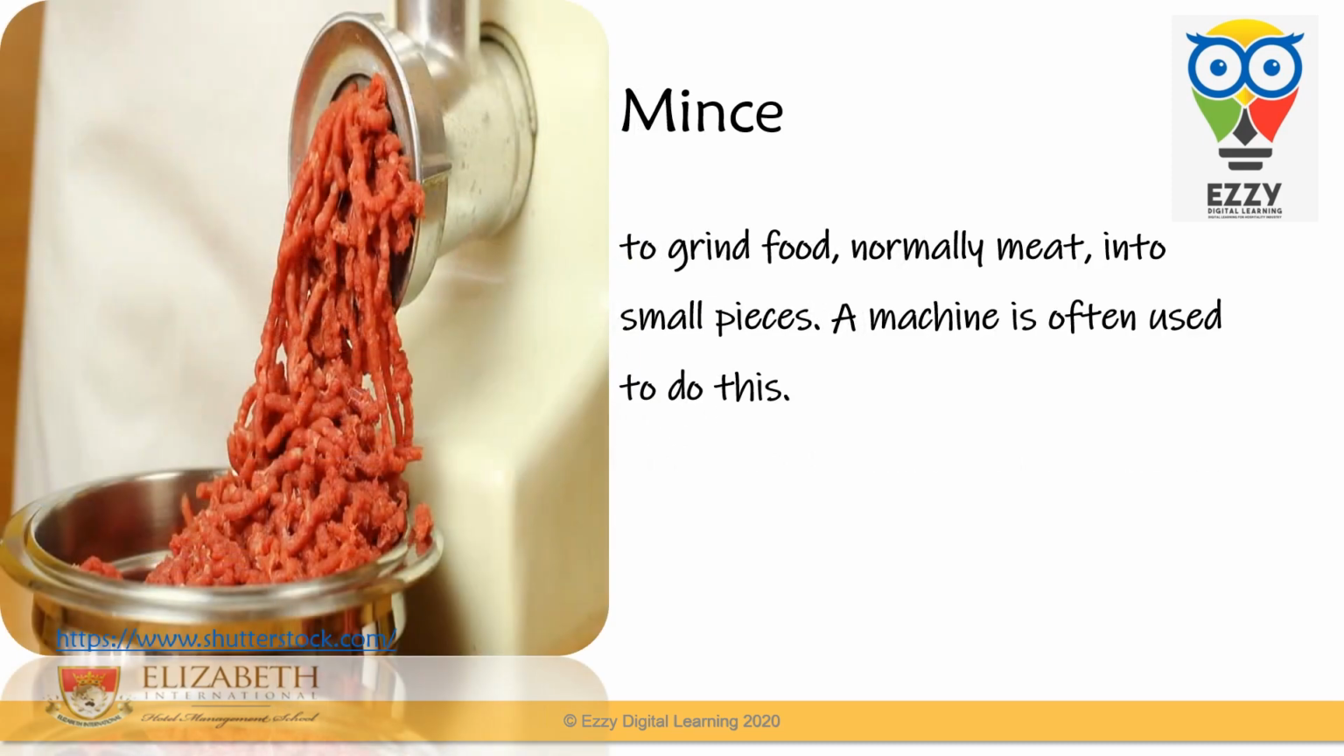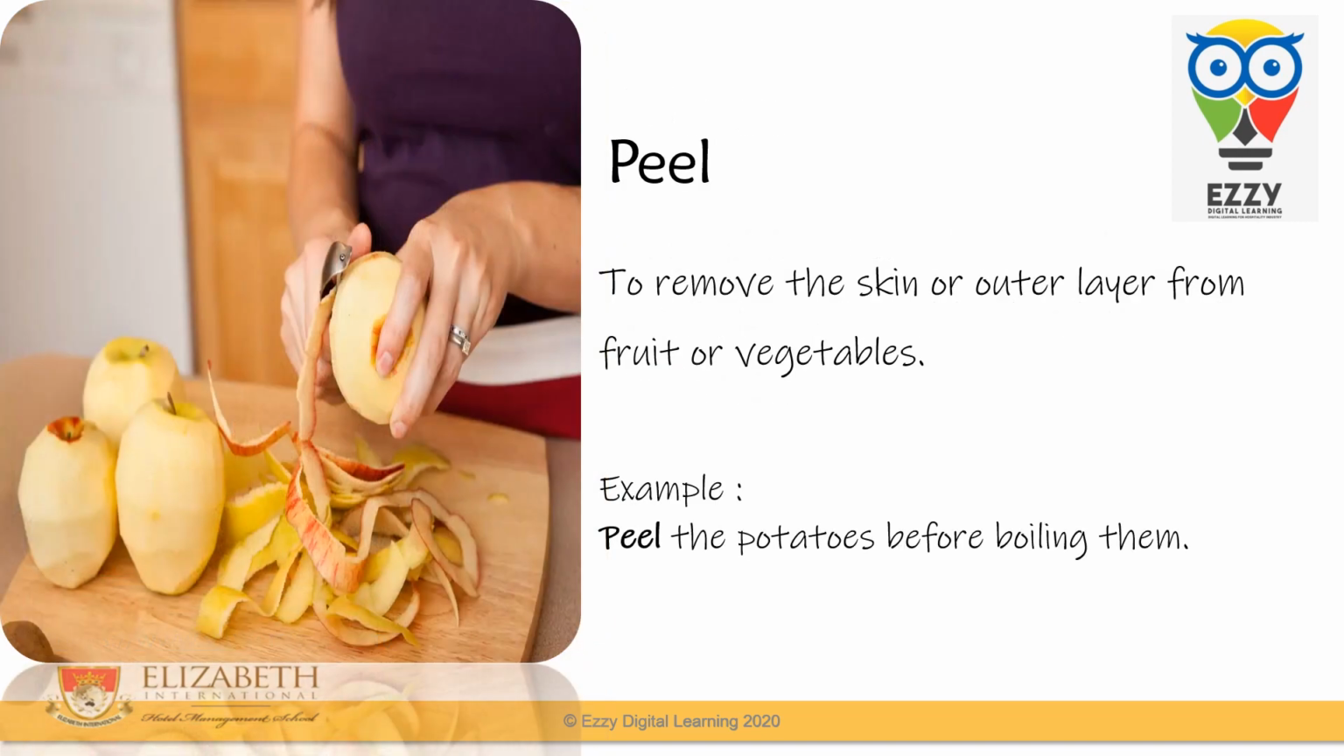Mince is to grind food, normally meat, into small pieces. A machine is often used to do this. Peel is to remove the skin or outer layer from fruit or vegetable. For the example, peel the potatoes before boiling them.